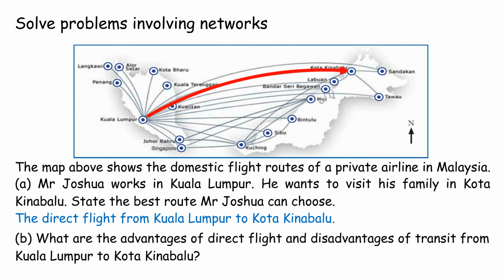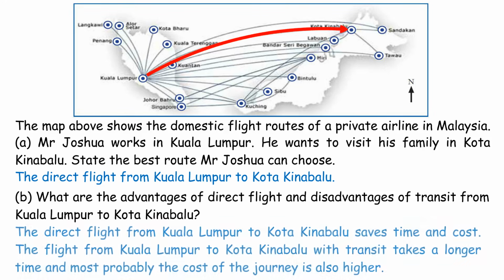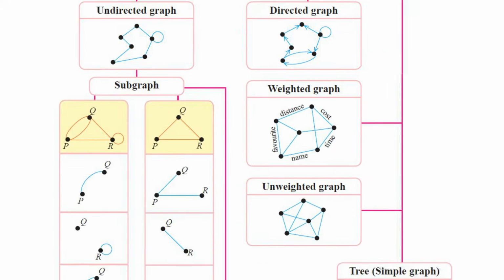B. What are the advantages of direct flight and disadvantages of transit from Kuala Lumpur to Kota Kinabalu? B. The direct flight from Kuala Lumpur to Kota Kinabalu saves time and cost. The flight from Kuala Lumpur to Kota Kinabalu with transit takes a longer time, and most probably the cost of the journey is also higher. The concept map of Form 4 Chapter 5 Mathematics is as below.